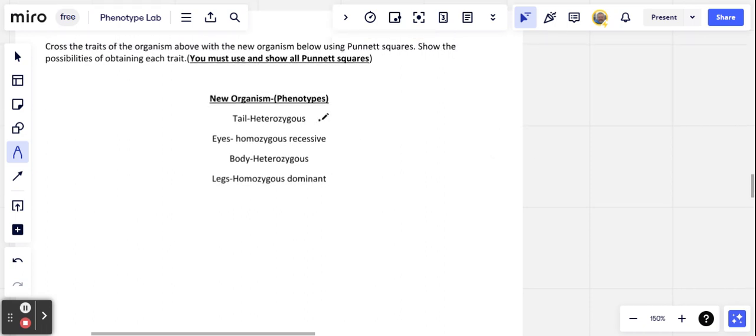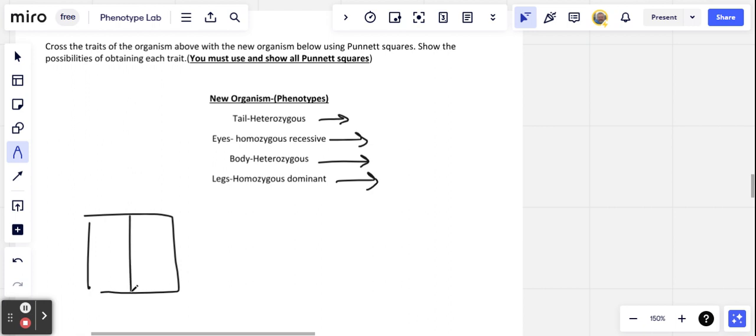You want to write over here the alleles it has. So if it's heterozygous for the tail, what does that mean? What two letters? If it's homozygous recessive for the eyes, write the two alleles. Then you're going to take the Punnett squares that we've been using and do a cross. Okay, so I'm going to do the first one just to show you.